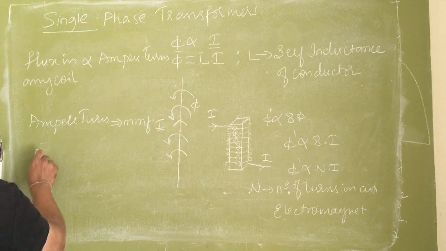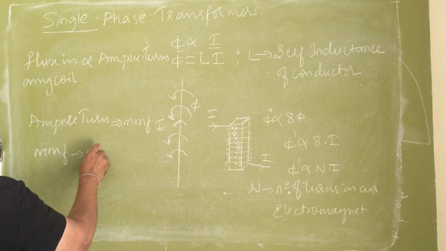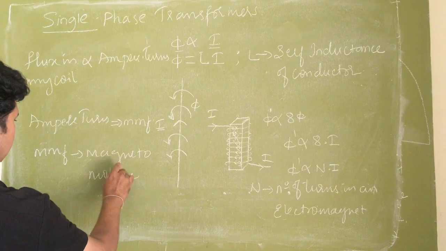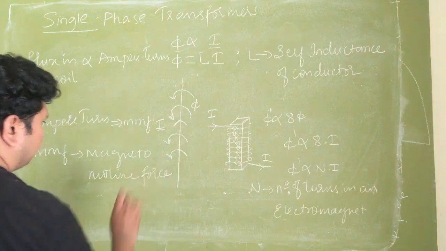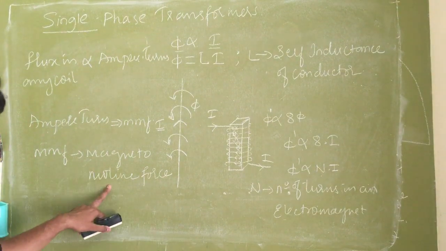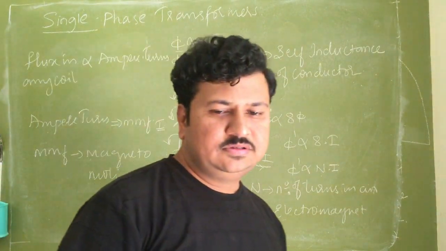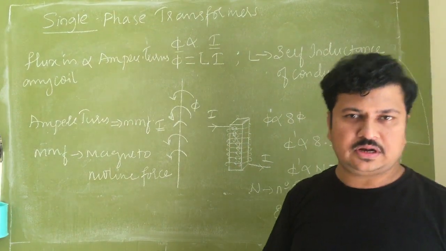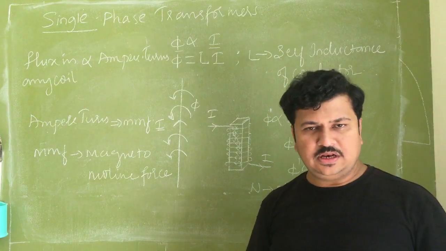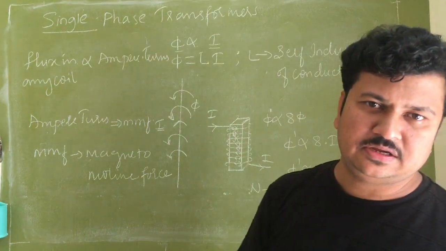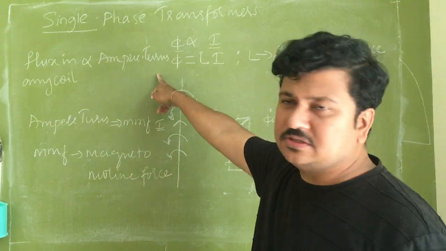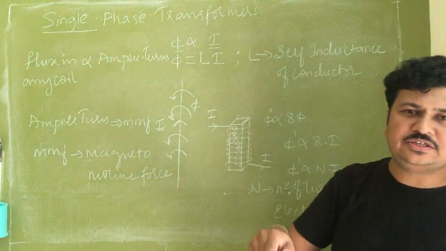What is MMF? Magnetomotive force. Like I have electromotive force in an electrical circuit, which is responsible for the flow of current, which is the forcing function for any electrical current in an electrical circuit, like that, magnetomotive force or MMF or ampere turns is responsible for creation of flux.